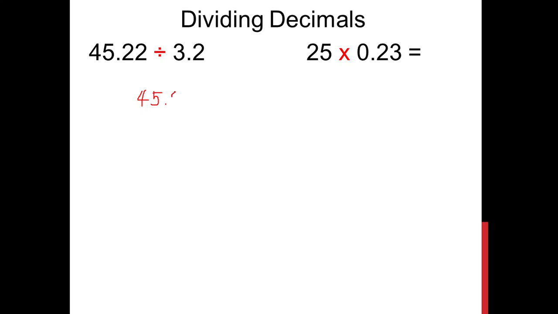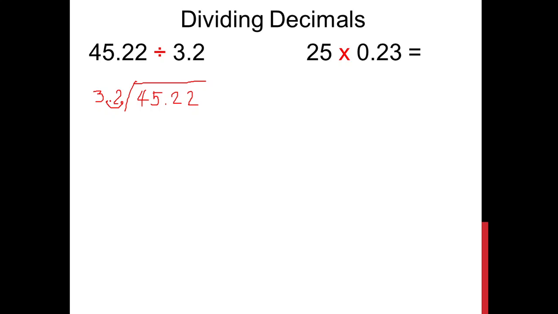45.22. This one is inside the division sign. Divide by 3.2. Now, how do we divide decimals? So, the purpose here, or our first step here, is to make our divisor a whole number. So, we need to move the decimal to the right so that our divisor becomes a whole number, not a decimal number. Okay, so let's move it here.